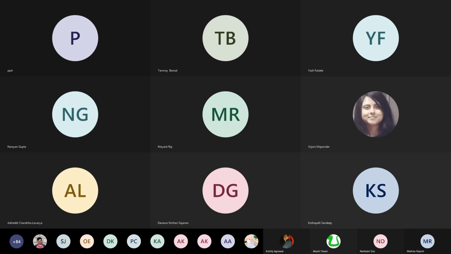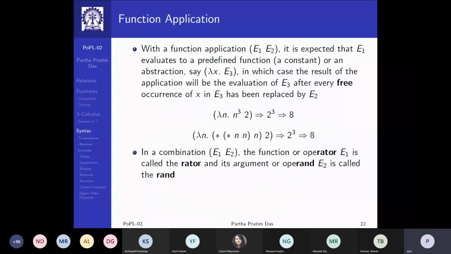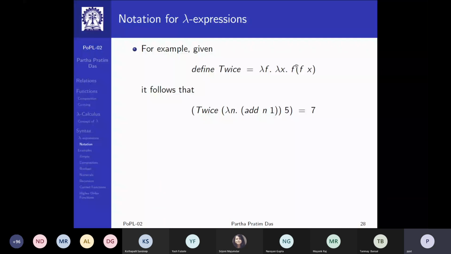Can you please explain the twice example, the function of f of x, once more? Yes, this one. This one you're saying, right, Akshay? It's Tanmay, and yeah, I'm saying this. Okay, it takes a time to get updated, the view.